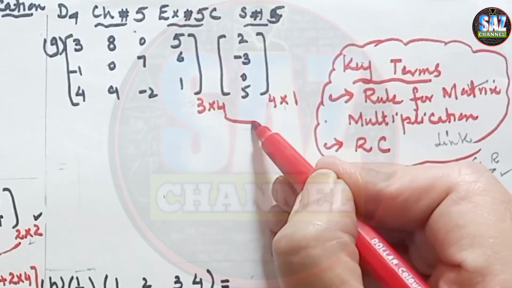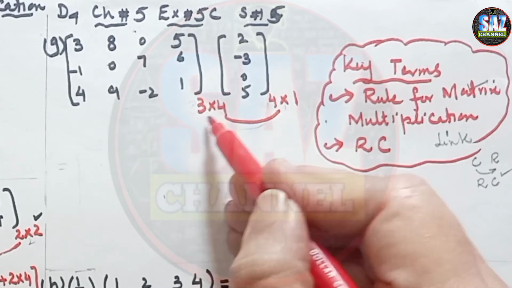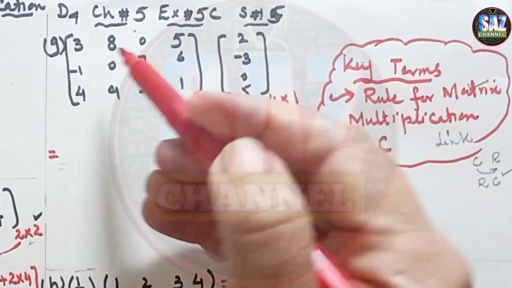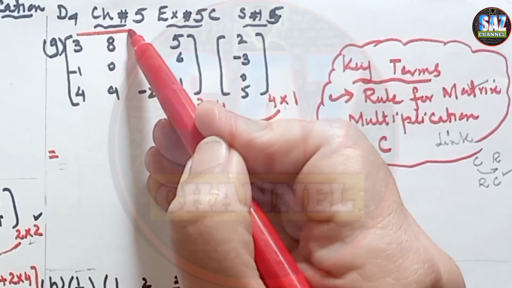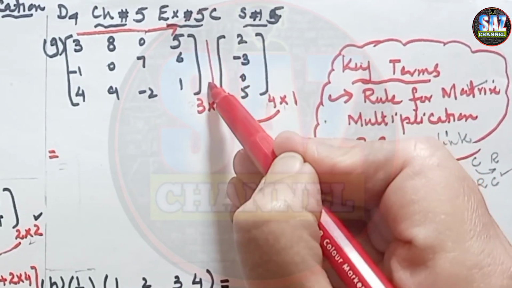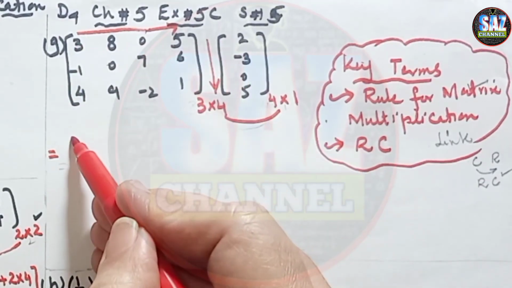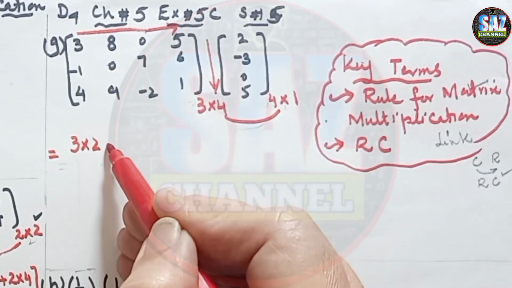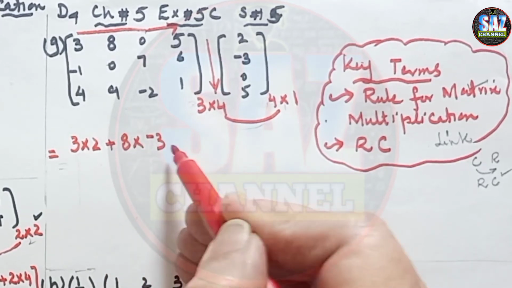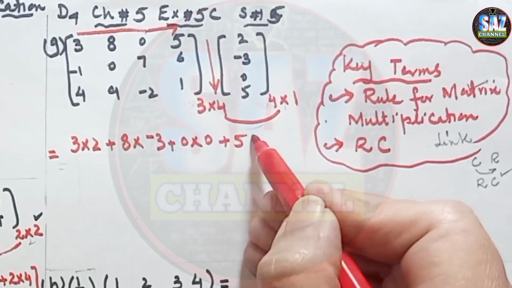As the columns of first are equal to the rows of second, so we can multiply them. And the resultant matrix will be 3 by 1. So let's quickly move to the solution of this question. And do not forget to apply the RC, row multiplied by column rule. So I have to multiply 3 with 2. 3 multiplied by 2 plus 8 multiplied by minus 3 plus 0 multiplied by 0 and plus 5 multiplied by 5.